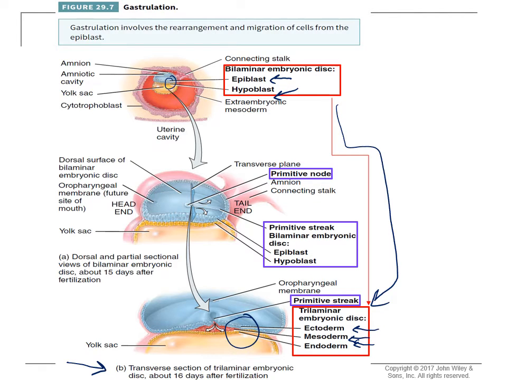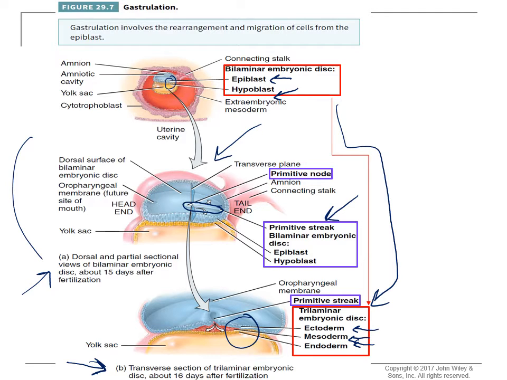Also we said that gastrulation involves the rearrangement and migration of cells from the epiblast. The first evidence of gastrulation is going to be the formation of the primitive streak, which is a faint groove on the dorsal surface of the epiblast that elongates from the posterior to the anterior part of the embryo, as we can see here in this figure. By the way, this part is the dorsal and partial sectional views of the bilaminar embryonic disc about 15 days after fertilization. And this is the transverse section of the trilaminar embryonic disc about 16 days after fertilization.